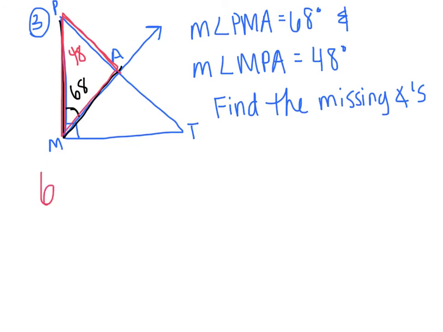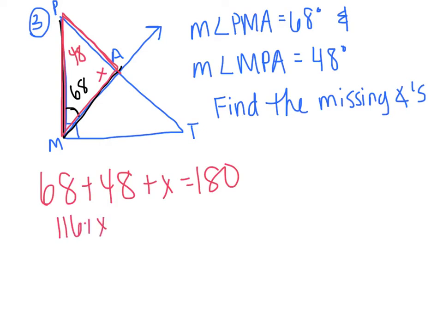So if we have 68 plus 48 plus X is 180. So 68 plus 48 plus X is 116, is 180. So 180 minus 116 is 64. So then to find A, we can use our supplementary angles because it's a straight line and say 180 minus 64 means this side is 116 degrees.